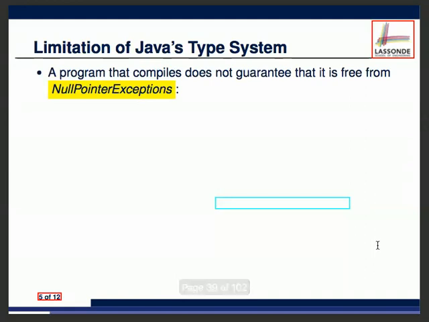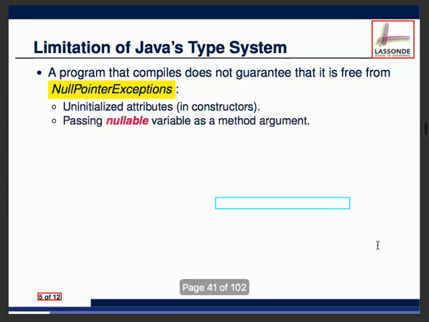So now basically in Java, a program that compiles does not really guarantee you're going to be free from null pointer exception. So null pointer exceptions are very costly. That means you try to execute your code and your system simply crashes. It's going to disappoint the customer quite a lot. Okay? Uninitialized attributes or nullable variables, etc.